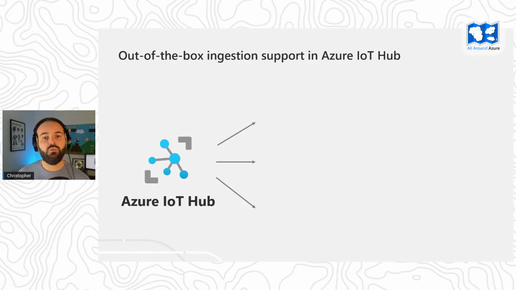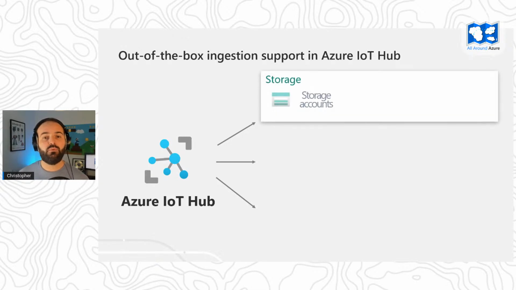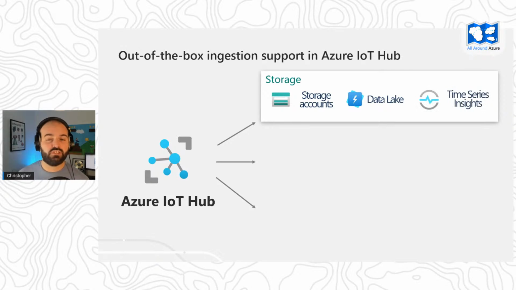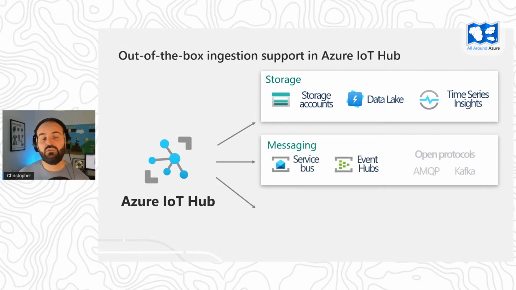When you have set up this, you can then route your messages through several destinations. IoT Hub supports out-of-the-box system for several storage systems, like storage account, data lake, and Time Series Insights. You can also route these messages to custom-made application by leveraging the Service Bus or the Event Hub SDK, or even creating a consumer application with AMQP and Kafka protocols.